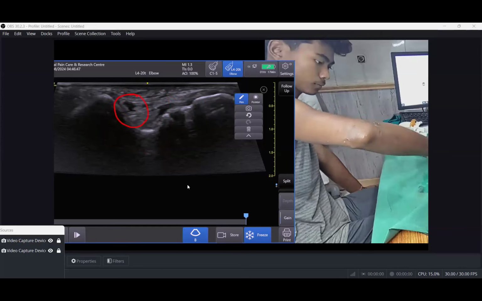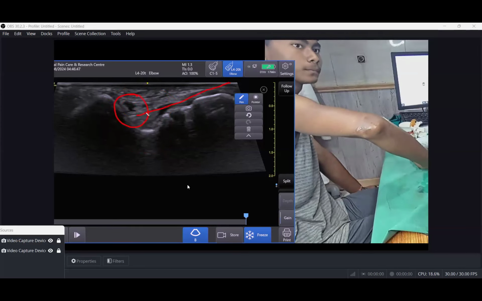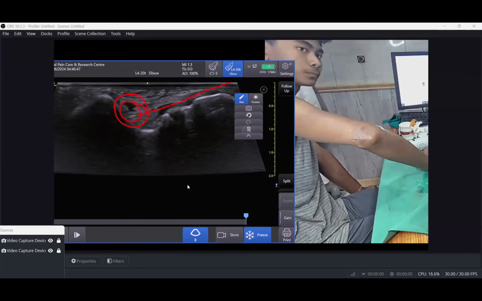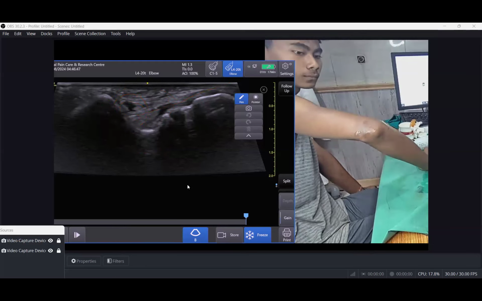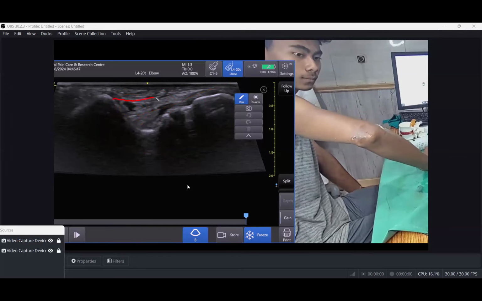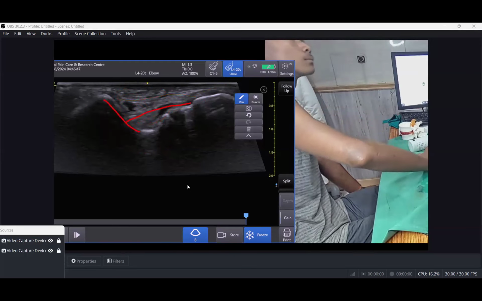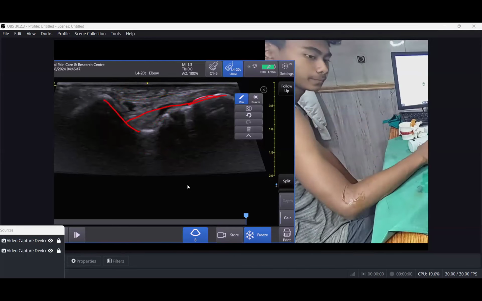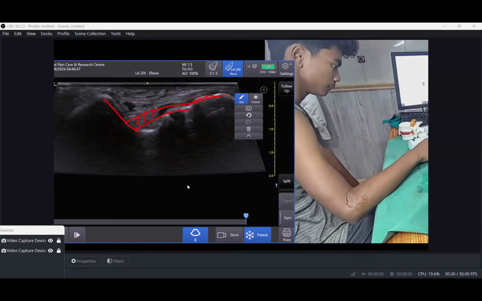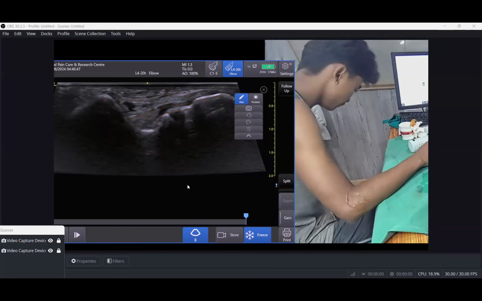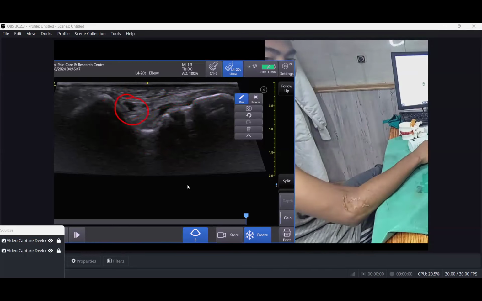In this condition, we can inject local anesthetic and steroid around the ulnar nerve to take care of the cubital tunnel syndrome. You can see the ligament nicely. This is the Osborne ligament, and below also there is one ligament like this. This ligament joining the medial epicondyle and the olecranon process is the posterior band of the medial ligamental complex. So this is the ulnar nerve.